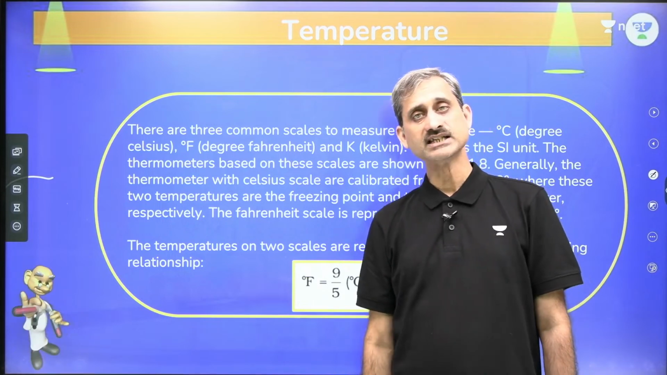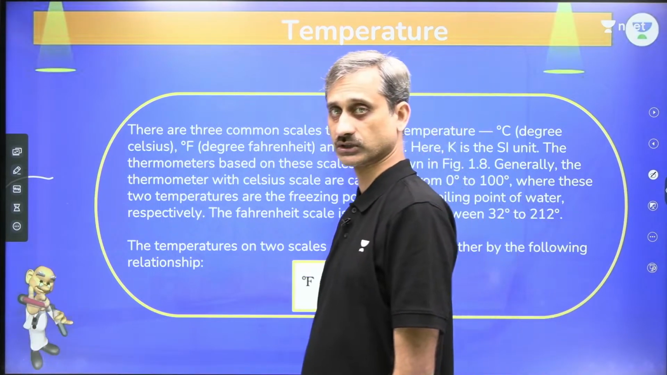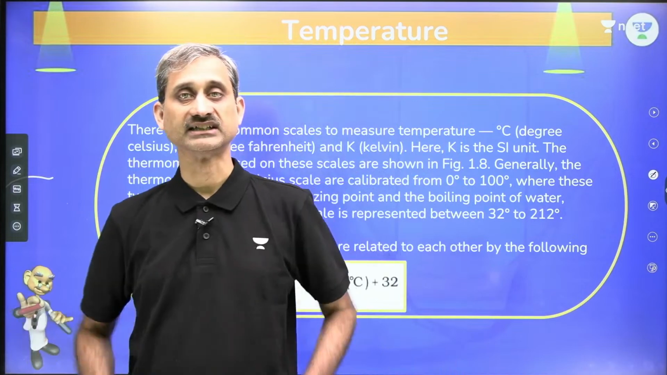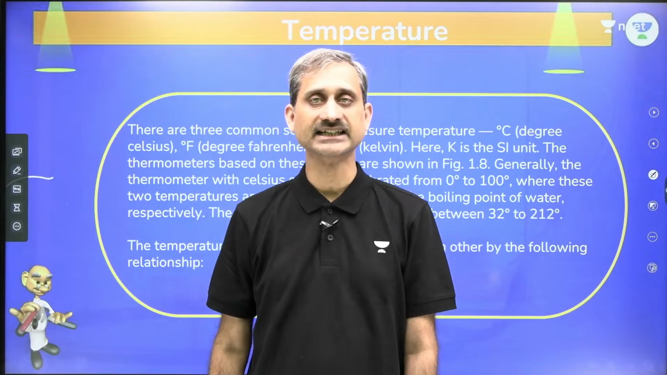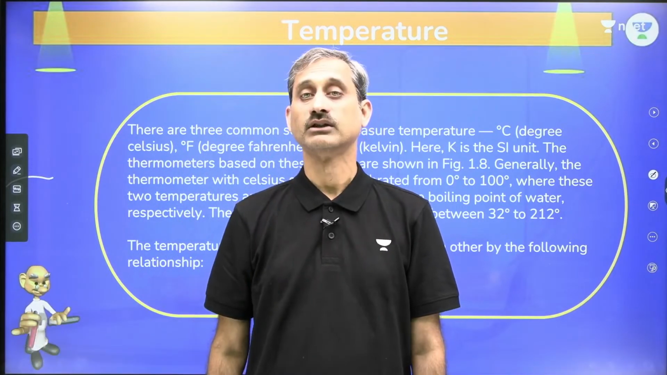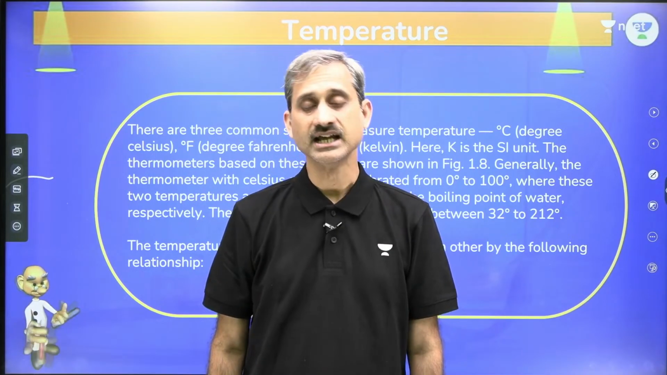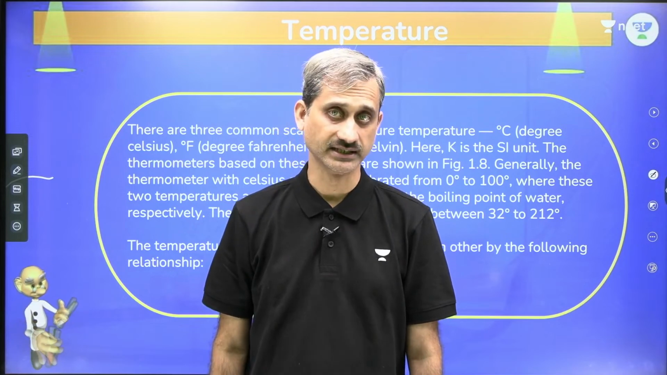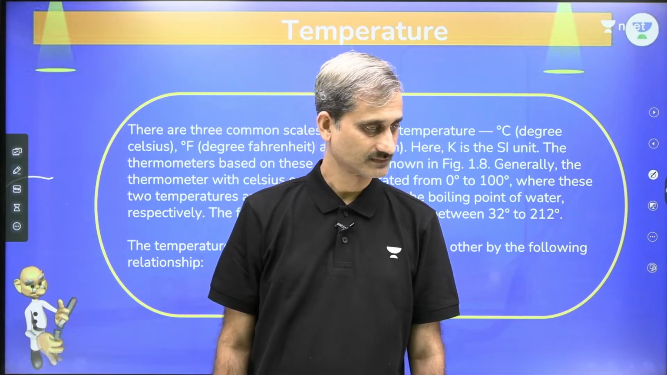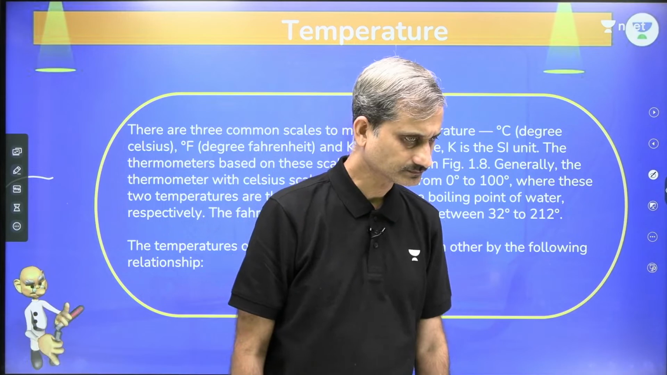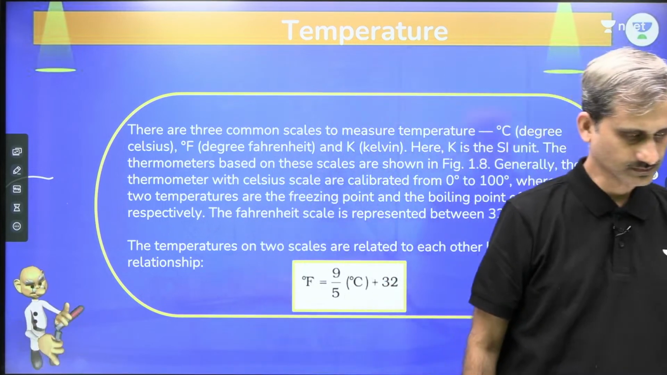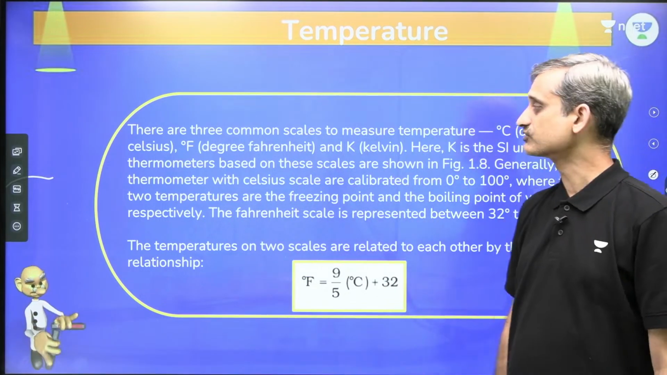Yes, the freezing point of water and the boiling point of water on the Fahrenheit scale have a difference of 180 degrees Fahrenheit. But please remember, the freezing point of water on the Fahrenheit scale is not 0 degrees Fahrenheit. In fact, it is 32 degrees Fahrenheit. Do you know that? Any confusions with that? Let's understand that.